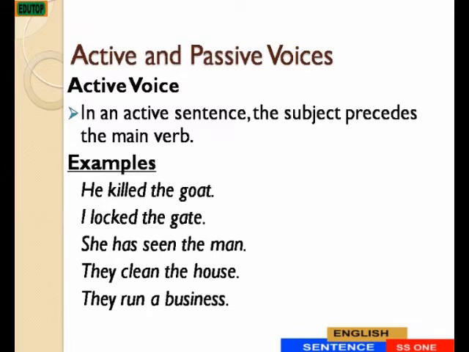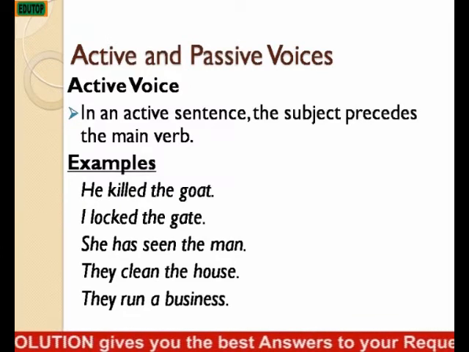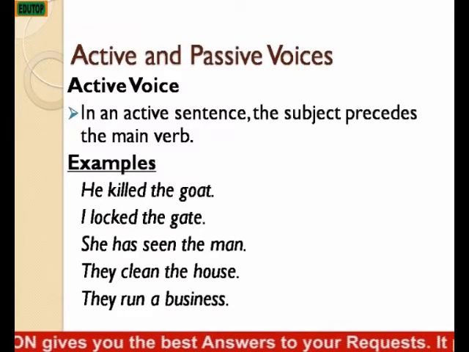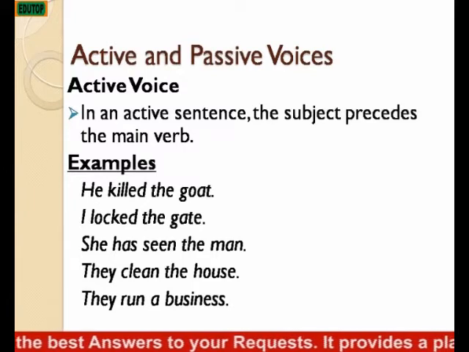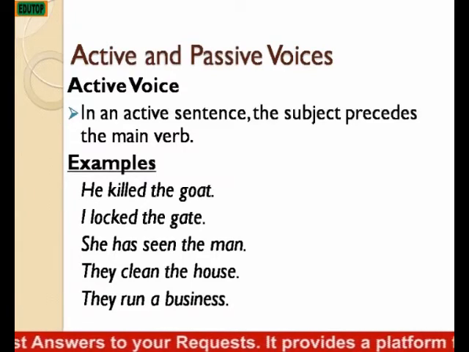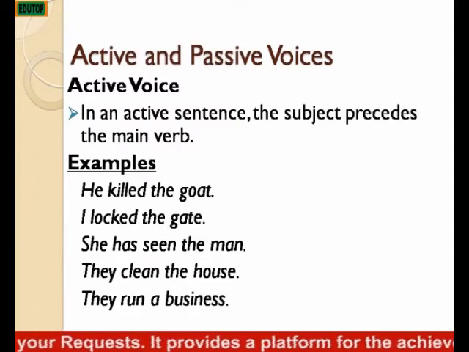I locked the gate. I is the subject, while locked is the verb. So it comes after the subject, which is I. She has seen the man. They clean the house. They run a business. In these examples, we have the subject coming first and the verb coming after.